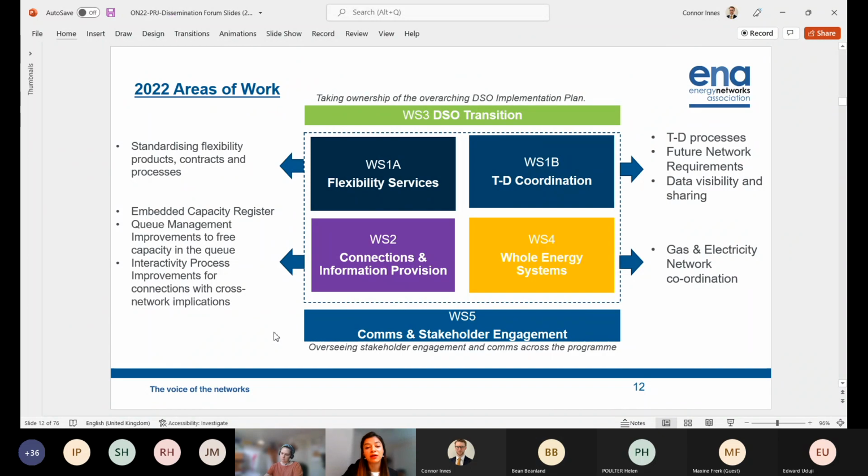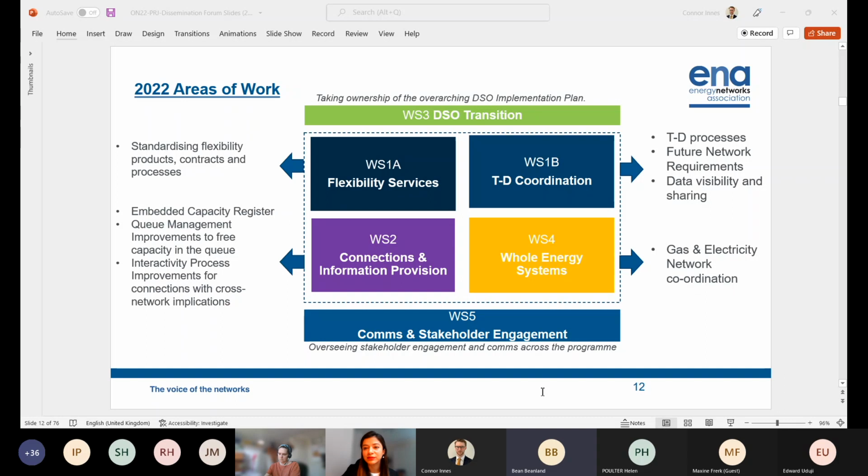In the middle there, we've got our 4 core work streams, which are progressing short to medium term developments on each of those areas. And then at the bottom, you can see we've got comms and stakeholder engagement, which is another key area of work for us. It's helping to oversee stakeholder engagement and comms across the program.